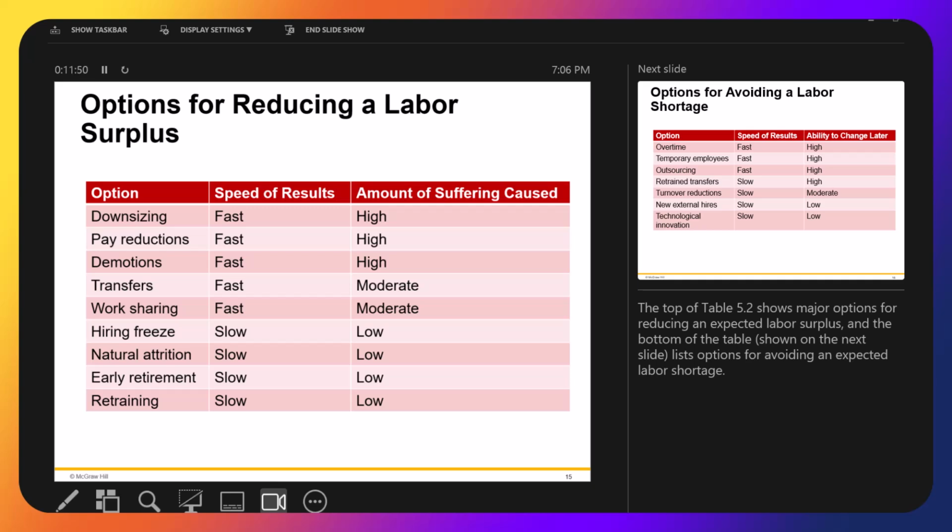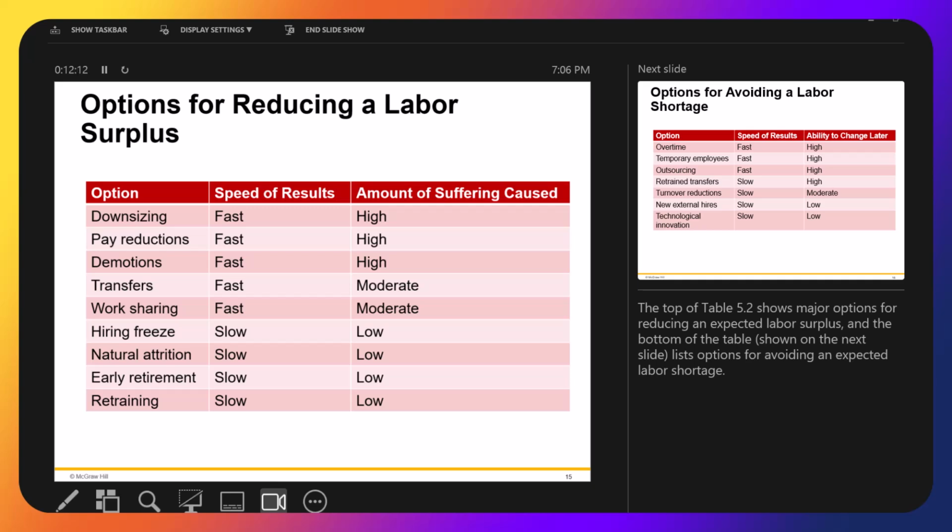Bottom line is this. Reason this is high, suffering, because if you show me somebody who makes $150,000 a year, I'll show you somebody who has a lifestyle that lives up to that. So if you reduce them from $150,000 a year down to $110,000, that's a lot of suffering. And it's usually not just the employee, but that's family too. Demotions, fast, amount of suffering is high.